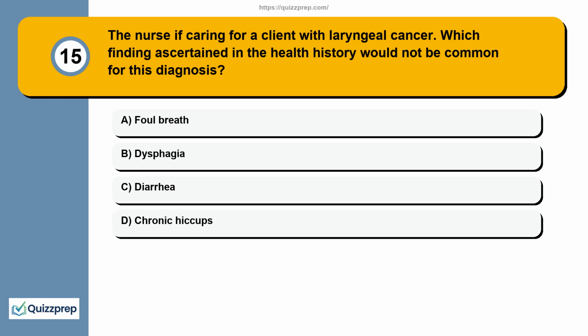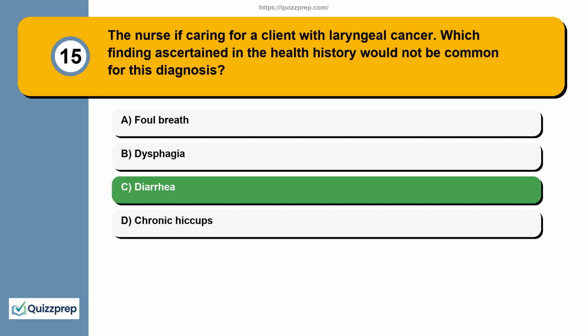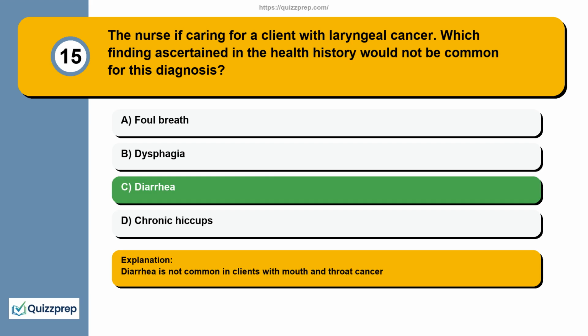Question 15. The nurse is caring for a client with laryngeal cancer. Which finding ascertained in the health history would not be common for this diagnosis? Foul breath, dysphagia, diarrhea, chronic hiccups. Diarrhea is not common in clients with mouth and throat cancer.